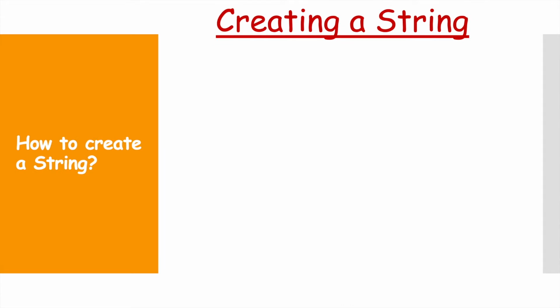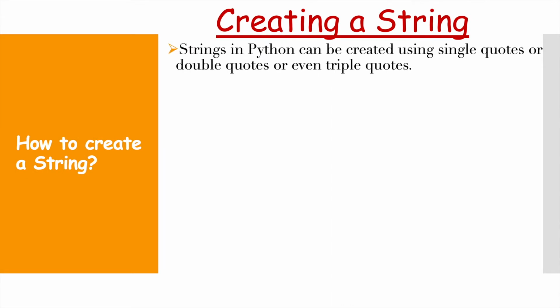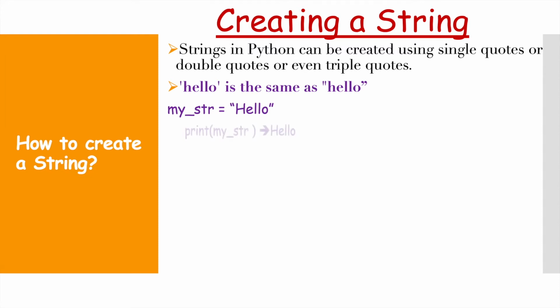Now let's see how to create a string in Python. As I've told you earlier, strings in Python can be created using single quotes, double quotes, or even triple quotes. Hello within single quotes is the same as hello within double quotes. You simply specify the variable name and assign a string value to it. Here in this example, my str is a string variable with the value hello, and if you print my str, you are going to get the output hello.